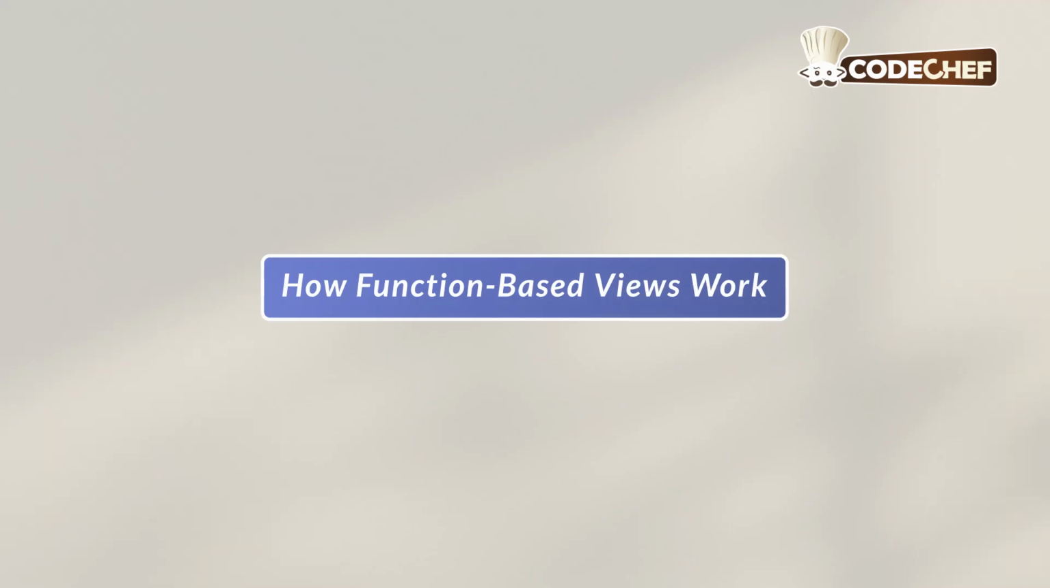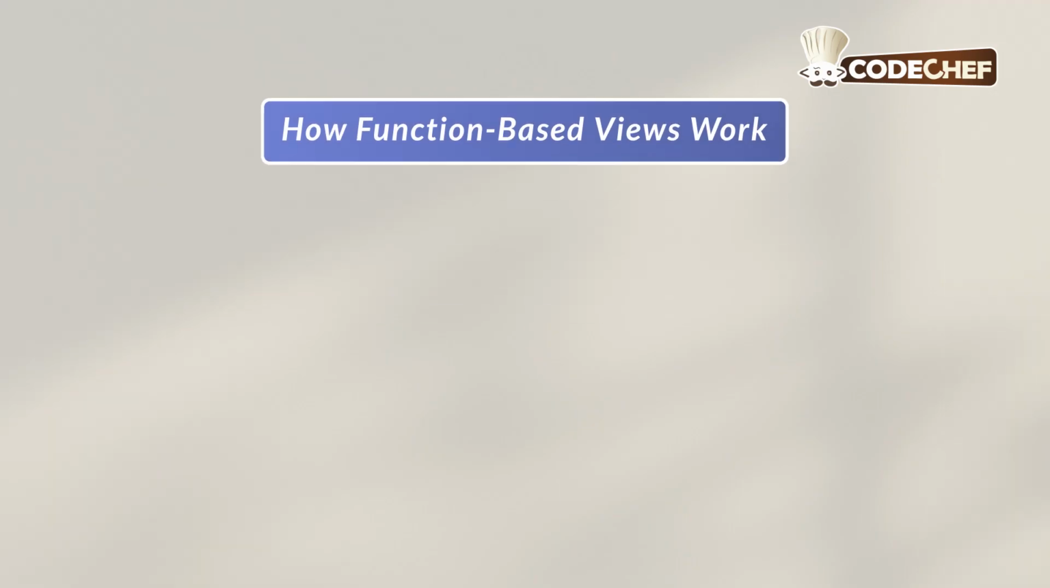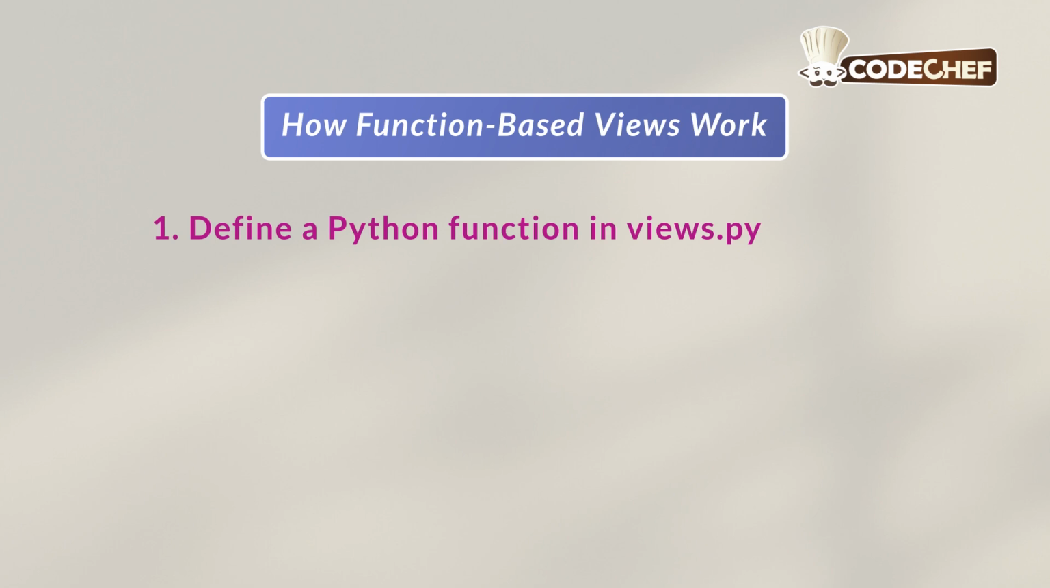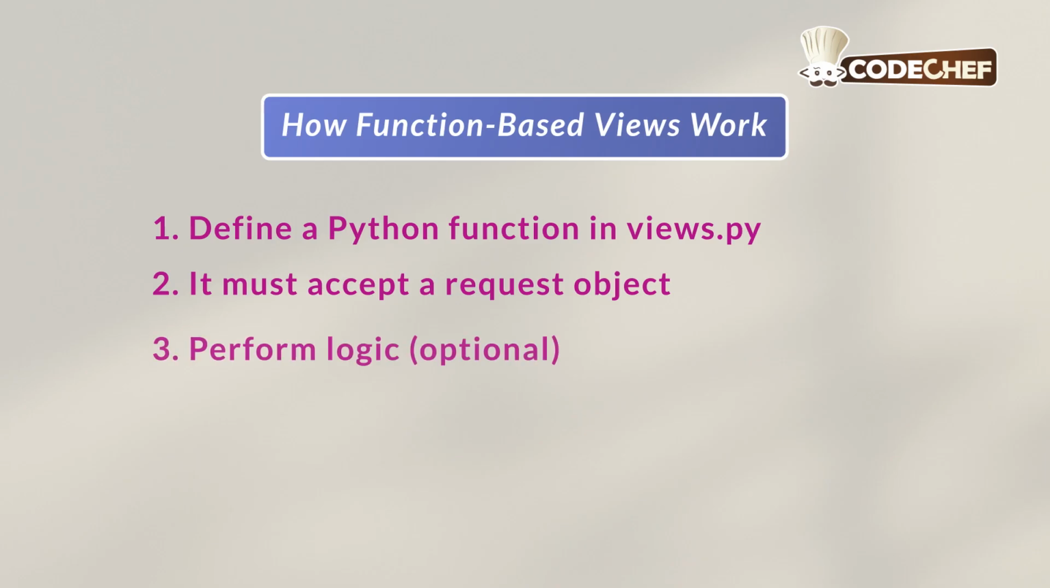So how do function-based views work? We first define a Python function in the views.py file, and it must accept a request object, and it can perform some logic, which is optional. In the example that we took, no logic is performed. It is simply returning an HTTP response, and that is what it will be doing. So every time someone visits a URL that is linked to this view, Django calls the function and sends back whatever response you have defined.